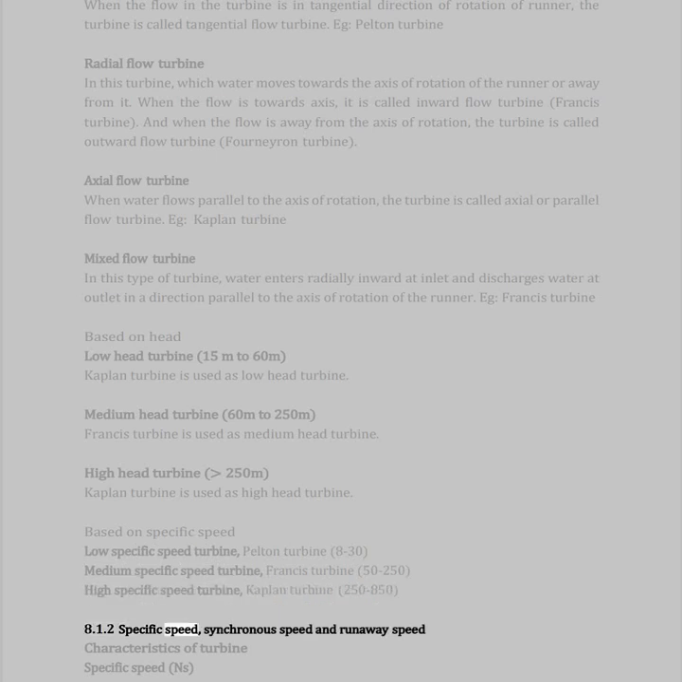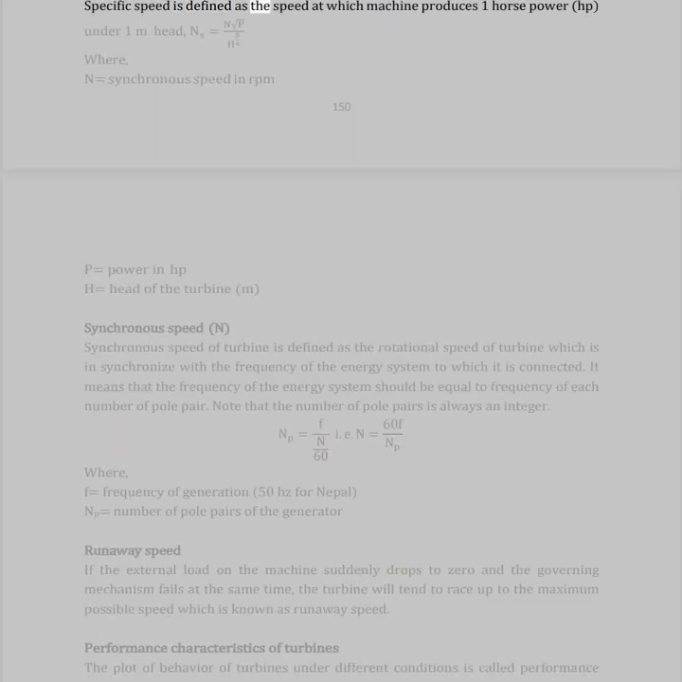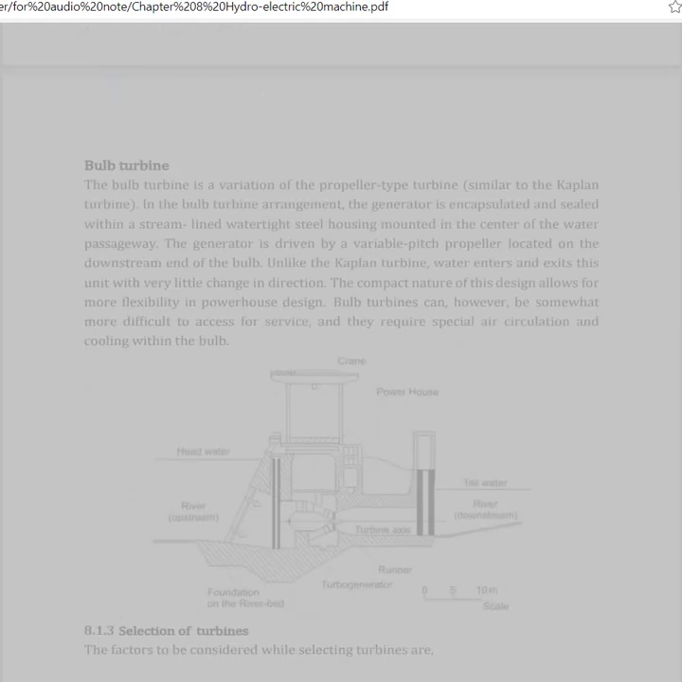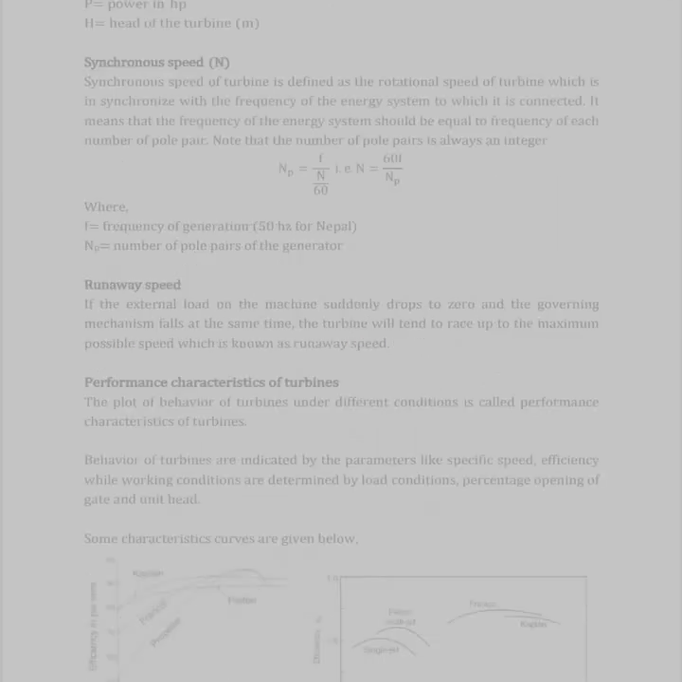8.1.2 Specific speed, synchronous speed, and runaway speed. Characteristics of turbine specific speed, NS. Specific speed is defined as the speed at which a machine produces 1 horsepower, HP, under 1 m head. NS equals N times square root of P divided by H to the power 5/4, where N equals synchronous speed in RPM, P equals power in HP, and H equals head of the turbine in m.